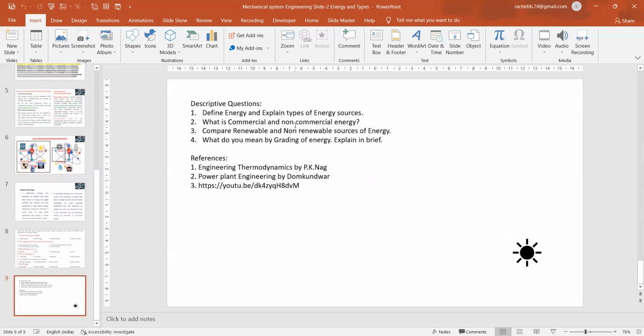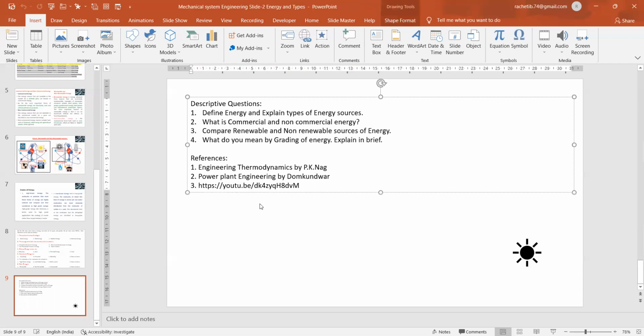Define energy and explain types of energy sources. What is commercial and non-commercial energy? Compare renewable and non-renewable sources of energy. What do you mean by grading of energy? Explain in brief. References: Engineering Thermodynamics by P.K. Nag, Power Plant Engineering by Domkundwar, and a YouTube link. You can refer to this also for video.